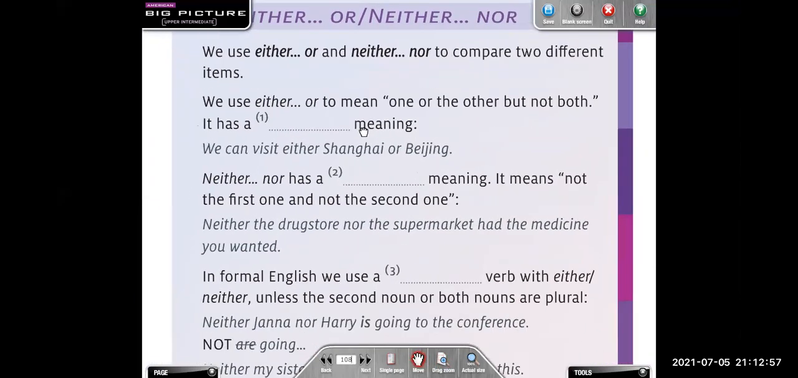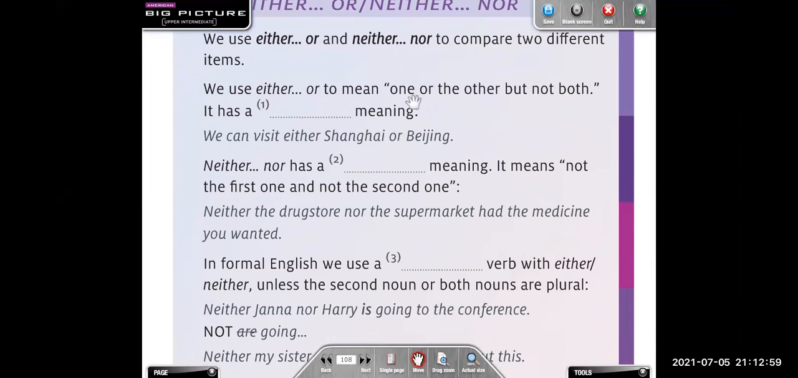Okay, we use either/or to mean one or the other, but not both. It has a meaning. What do you think? The meaning is positive, right? Positive meaning. Okay, here we have an example. We can visit either Shanghai or Beijing.